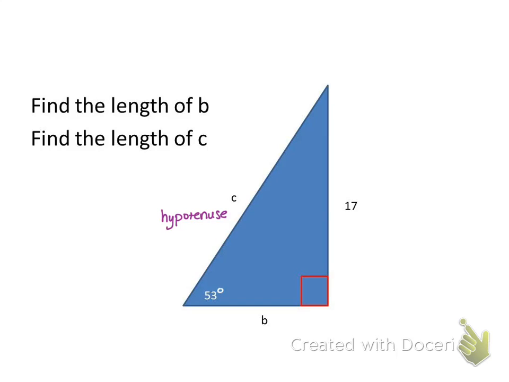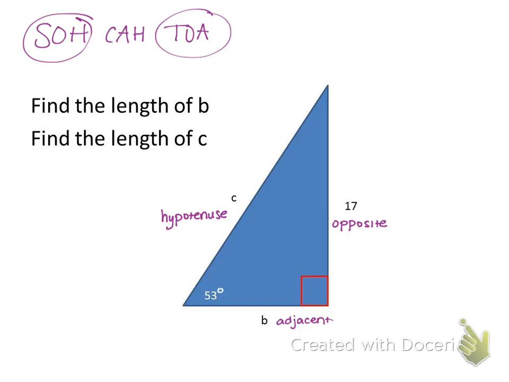Which side is the opposite? 17. And which side is adjacent? B. So of these three sides that I just labeled, hypotenuse, opposite, and adjacent, Hunter, which one did they actually give me a measurement for? The opposite. So I'm going to write SOHCAHTOA, and I'm going to circle the sine, cosine, or tangent that uses the opposite. So I'm going to circle sine and tangent.